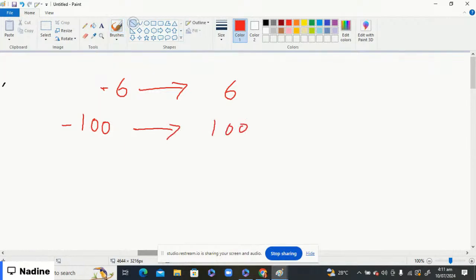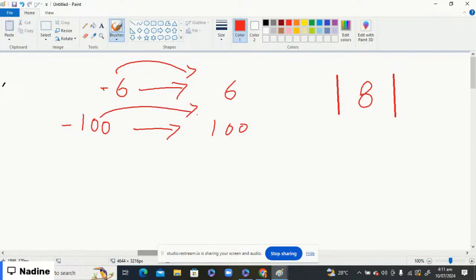Now, what is the sign of absolute value? These two lines represent the absolute value, and inside there is some number. For example, it's 8. Now, what does it show? It shows the absolute value. So we can say that this basically represents the absolute value. Any negative number, when you find its absolute value, changes into positive. Got it? Like this way. Negative 6 turns into positive 6, negative 100 turns into positive 100.